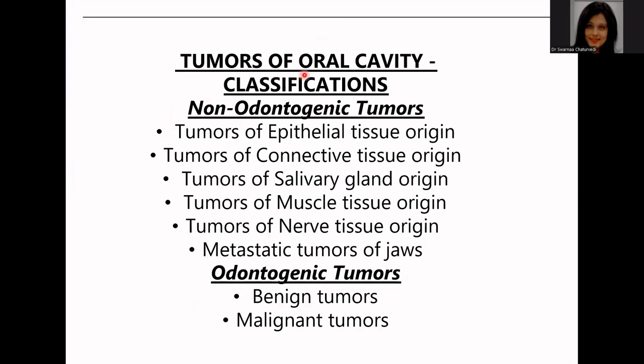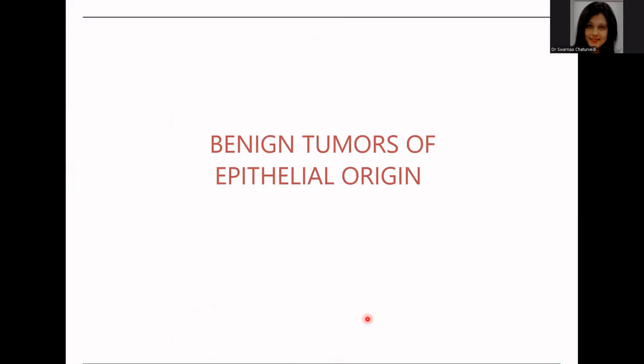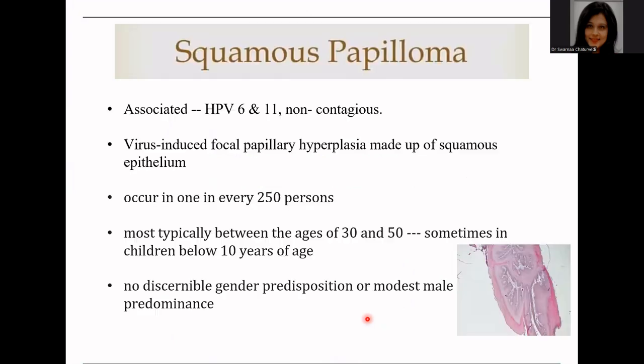If we look at the classification, they are broadly classified into non-odontogenic and odontogenic tumors. The non-odontogenic tumors we'll be discussing in today's lecture will be of epithelial tissue origin and connective tissue origin. The other tissue-of-origin tumors are discussed as separate topics by different speakers. We'll also be discussing the odontogenic tumors, both benign and malignant. So, beginning with the benign tumors of epithelial origin.